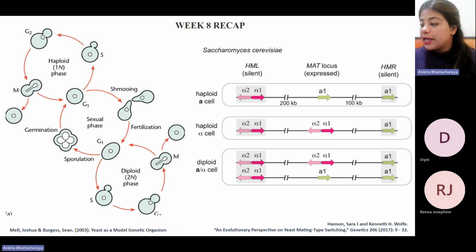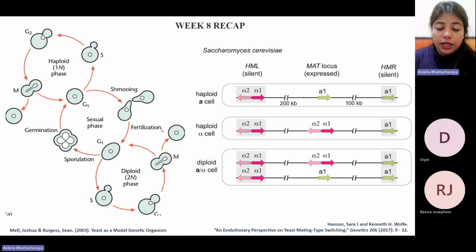So what you see on the right is a representation of the genetic loci. A locus is the location or region of the chromosome where a gene is present. Here we can see multiple genetic loci. In particular, what is of interest to us are two regions which are at the extremes. There is HML on the left and HMR on the right. Both of these are heterochromatinized or silent regions. When we say silent, it means that it is a region which is not getting expressed.